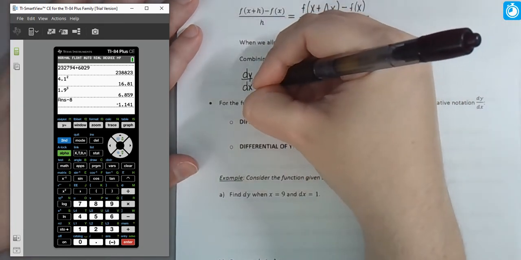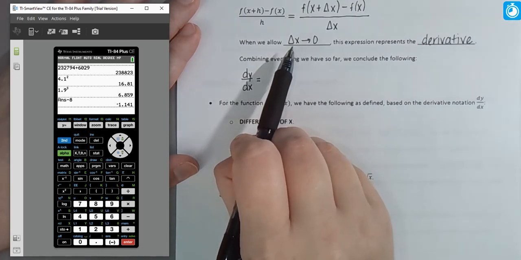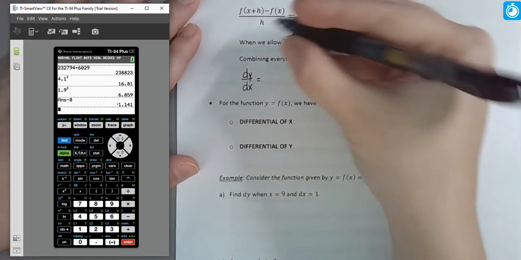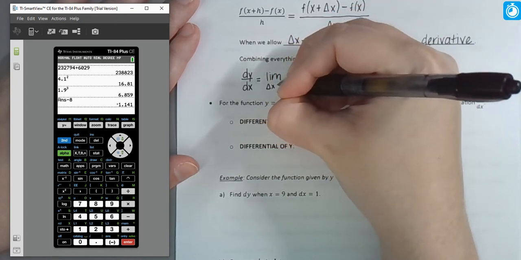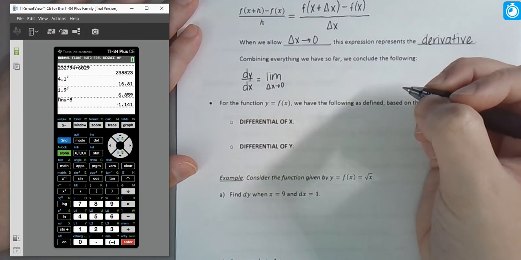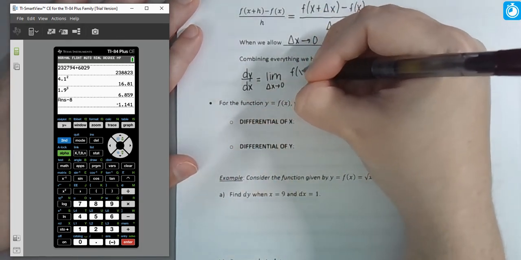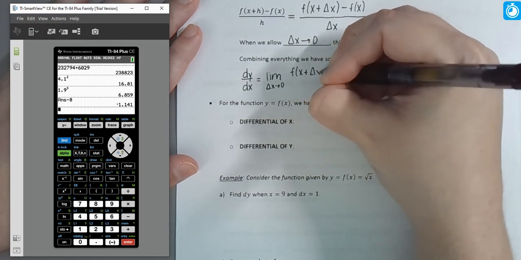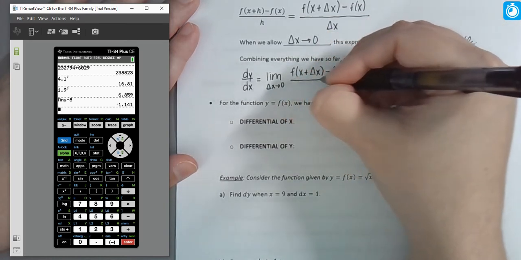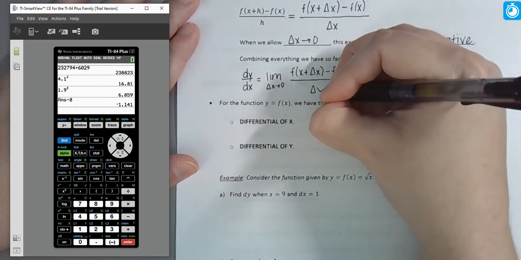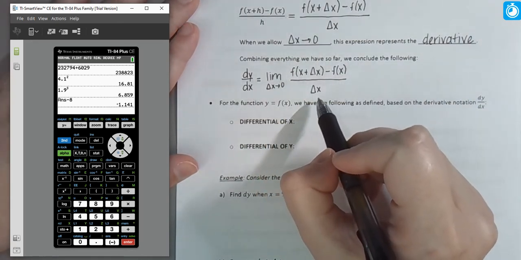Well, based on our new notation for the difference quotient and the idea that we would allow the limit to approach 0, the new way we could write that would be the limit as delta x goes to 0. Instead of h going to 0, delta x is going to 0 of our new expression for the difference quotient. So again, just a different way of writing the definition for the derivative.